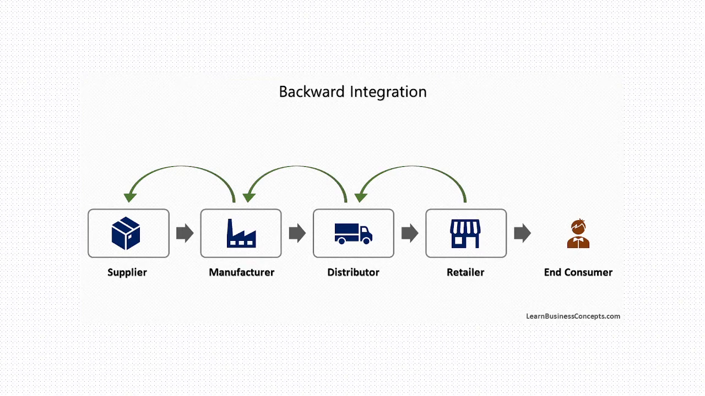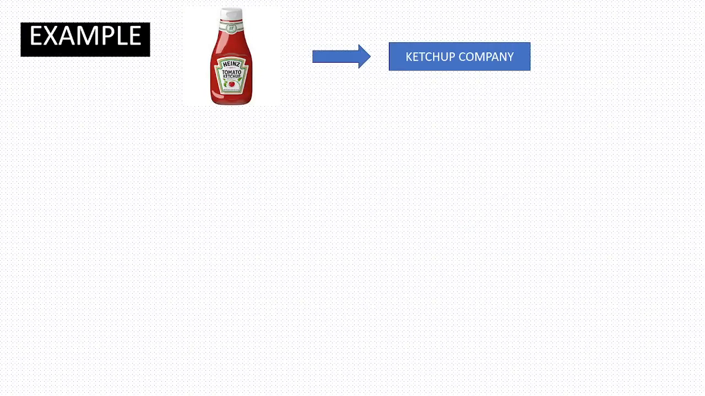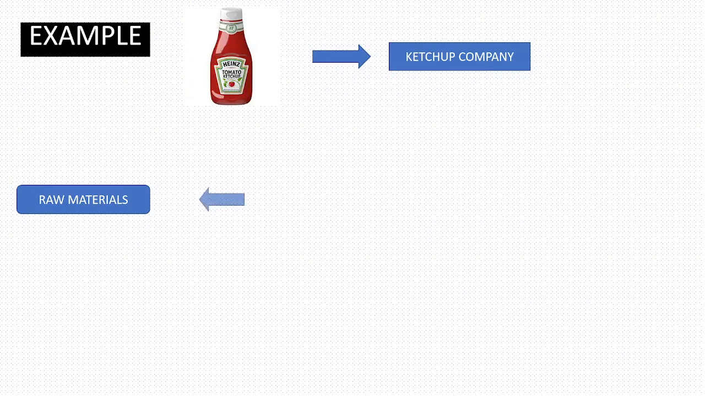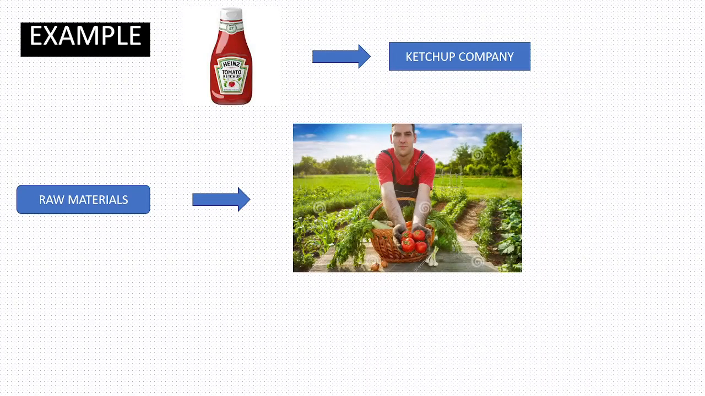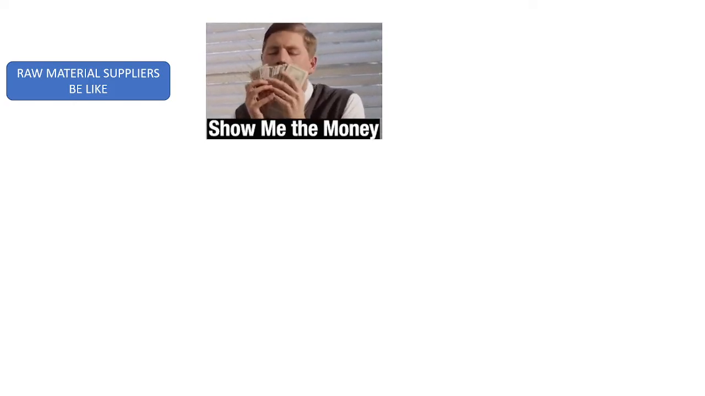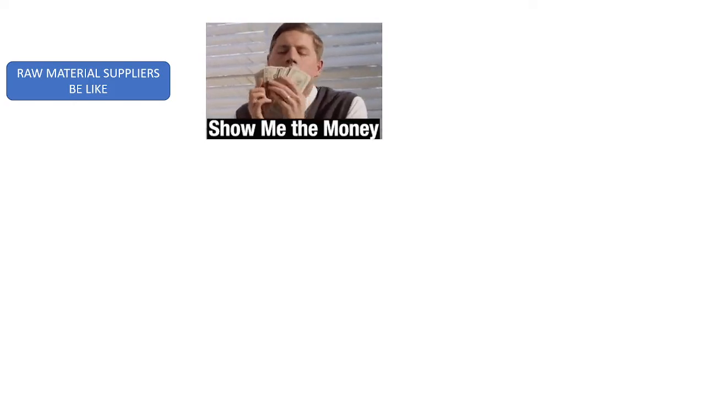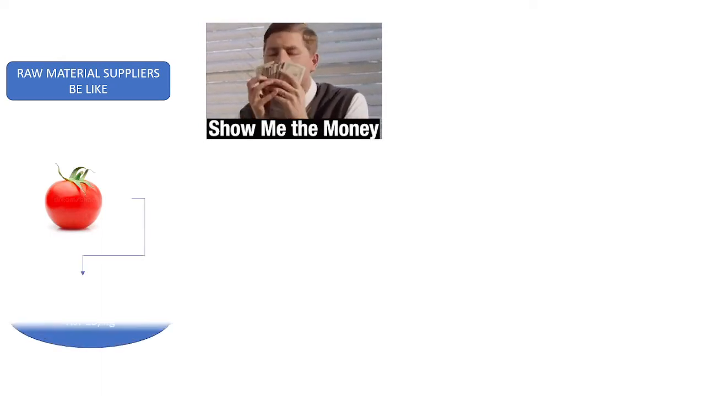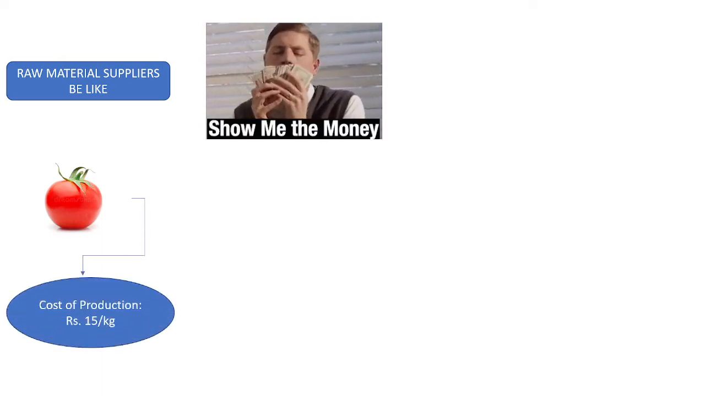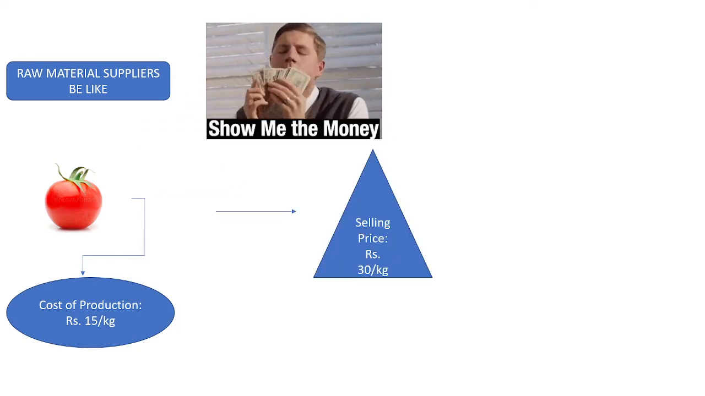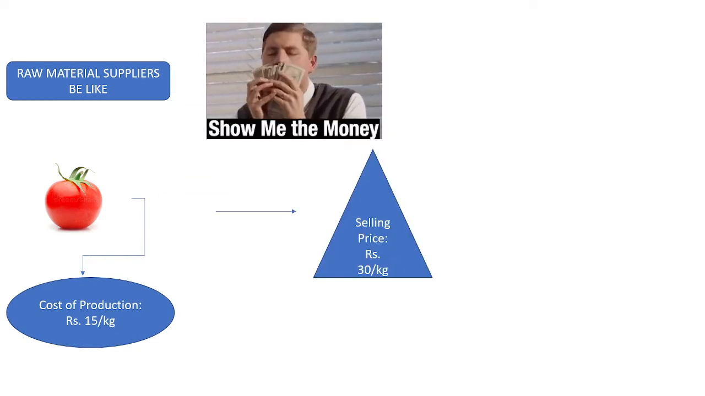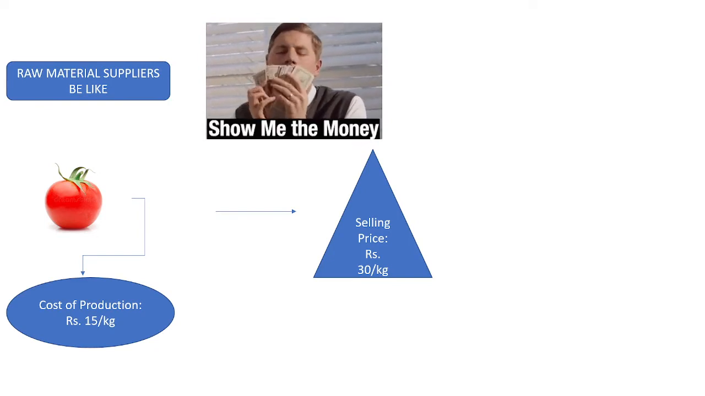Let's take an example to understand this. So let's say there is a company, Heinz, that produces tomato ketchup. Therefore, it will require raw materials such as tomatoes. So Heinz will go to the tomato farm to buy tomatoes. Now the tomato supplier will charge money for it as usual. So the cost of production of tomatoes, let's say, is 15 rupees per kg. The farmer sells it at 30 rupees per kg, therefore having a margin of 15 rupees per kg of tomatoes.